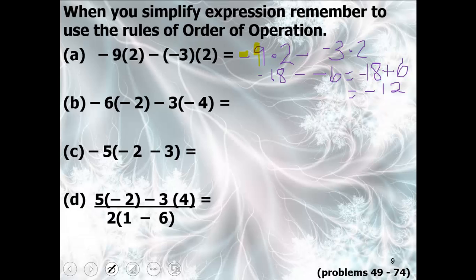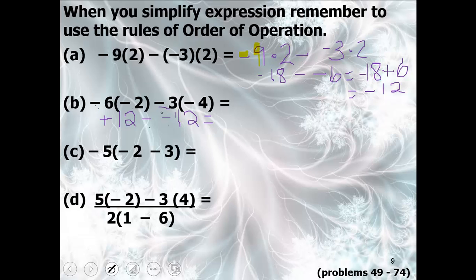All right, welcome back. I'm going to do my multiplication first, and I have negative 6 times negative 2. That is, negative times a negative is a positive. 6 times 2 is 12. Right? Minus 3 times negative 4. Right? 3 times negative 4. I have a positive 3 and a negative 4. So this becomes a negative 12.